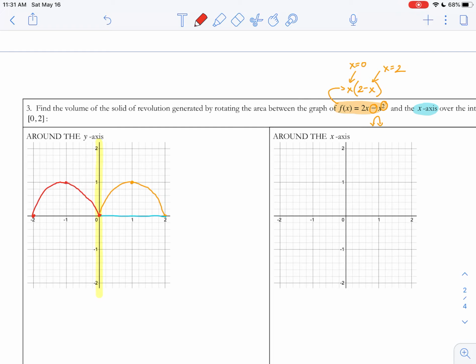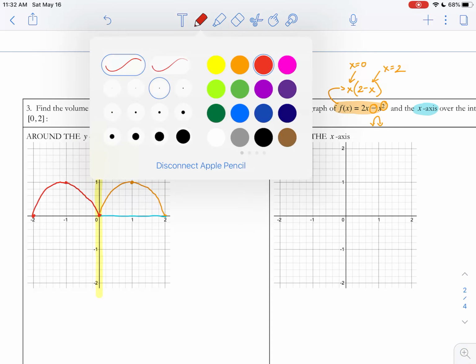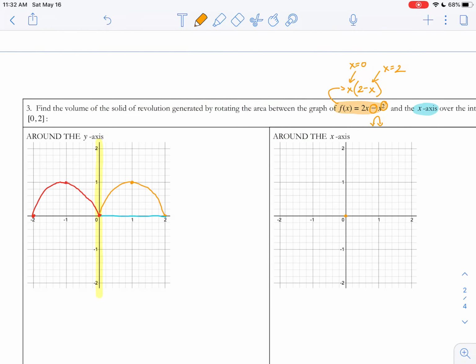Now let's take a look at what's different in the around the x-axis diagram. So I have things that are the same. My orange curve is the same. My blue curve is the same. But this time my axis of revolution is the x-axis, not the y-axis. And so when I think about drawing the reflection, I actually need to draw that down here, okay?